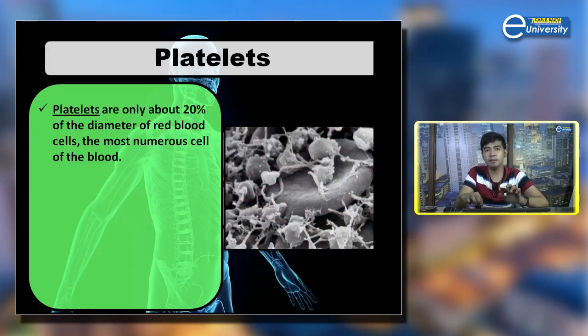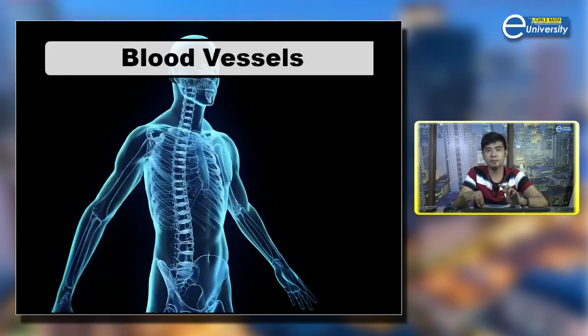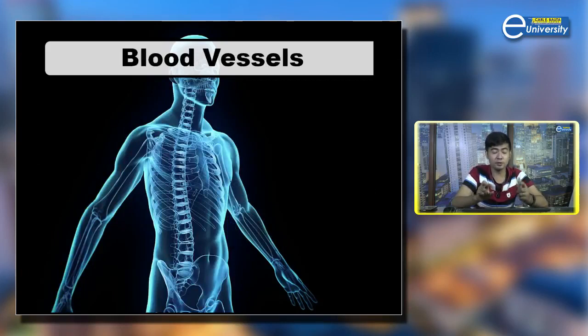Next is the platelet. The main function of platelets is that they are responsible for blood clotting. So platelets are only about 20% of the diameter of red blood cells and the most numerous cell of the body. The principal function of the platelet is to prevent bleeding. So those are the three main types of blood cells: the red blood cells, the white blood cells, and the platelets, also known as the thrombocyte.